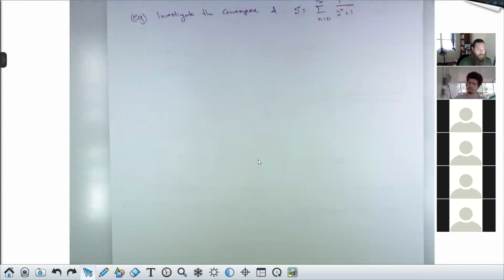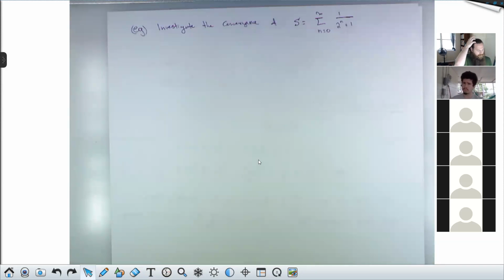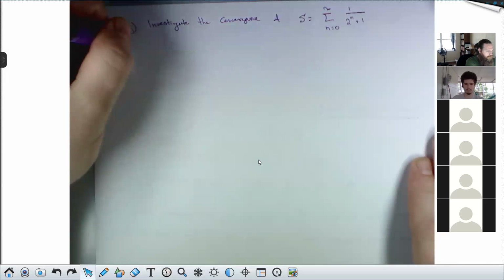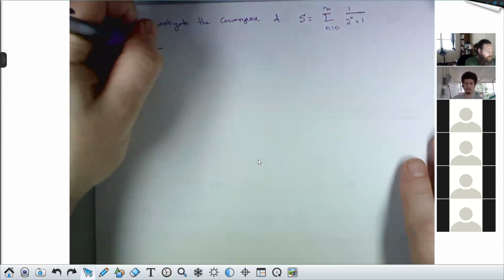All right, let's investigate the convergence of the series sigma n from 0 to infinity of 1 over 2 to the n plus 1. Again, always wise to write out the first few terms of the series. S is equal to, I'll write it in sigma notation first.